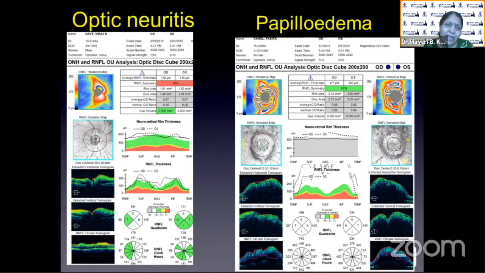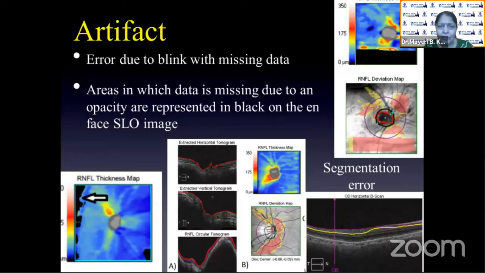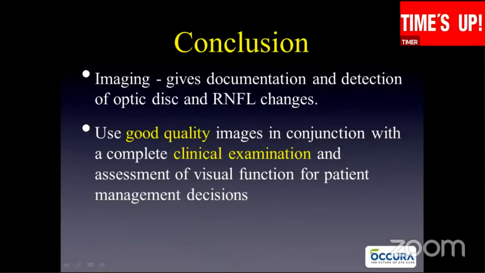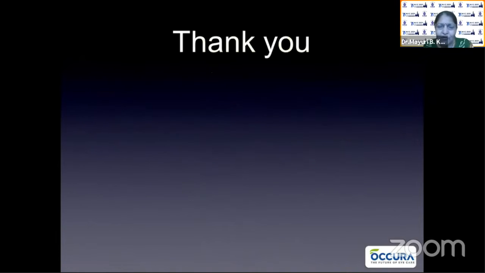Lastly, the machine can also help in optic neuritis or disc-related edema, papilloedema, and it has a typical mushroom pattern, as shown here, of the papillitis, and the patient can be monitored using this technology. Artifacts could be because of blinking or a poor quality scan, or the missing data could be because of opacity. Here it is shown the vitreous floater is obscured. To conclude, imaging gives documentation and detection of the optic nerve and RNFL changes, and always use good quality images in conjunction with the complete clinical examination of the patient.